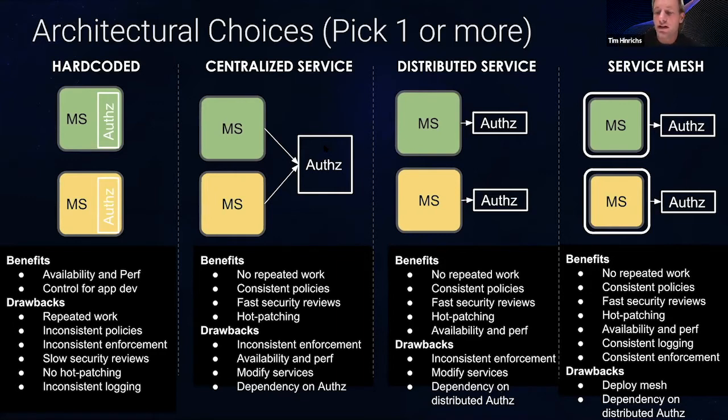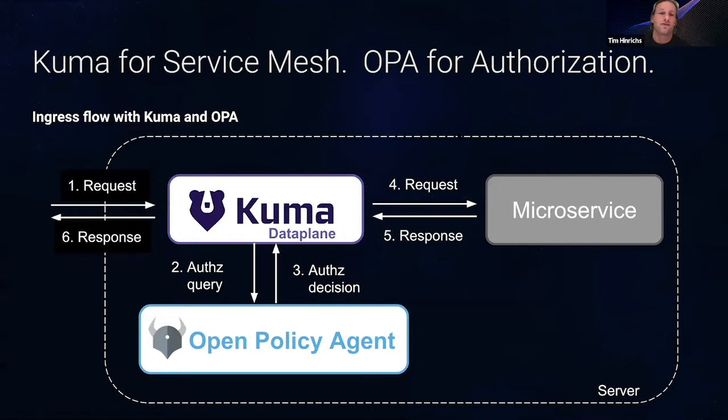What we're going to do here is zoom in again a little bit on the service mesh option. This is probably the most recent one, and so it's a good one to look at and dig into a little more deeply. So here, one way to implement this service mesh-based version of authorization is to use things like Kuma and Open Policy Agent.